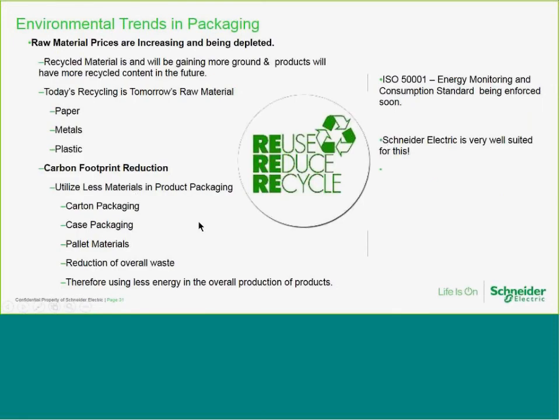Recycling. All of us probably have a secondary garbage can that we put all of our recycles in, but more and more materials are being recycled. And I like this line: today's recycling is tomorrow's raw materials for paper, metals, and plastic. Reduction of carbon footprint. We're using less corrugated paper or packaging materials in all sorts of products, which is helping reduce the carbon footprint. Carton packaging, case, pallet materials, going from wood to recycled corrugated, reduction in overall waste, and therefore using less energy in overall production of products.